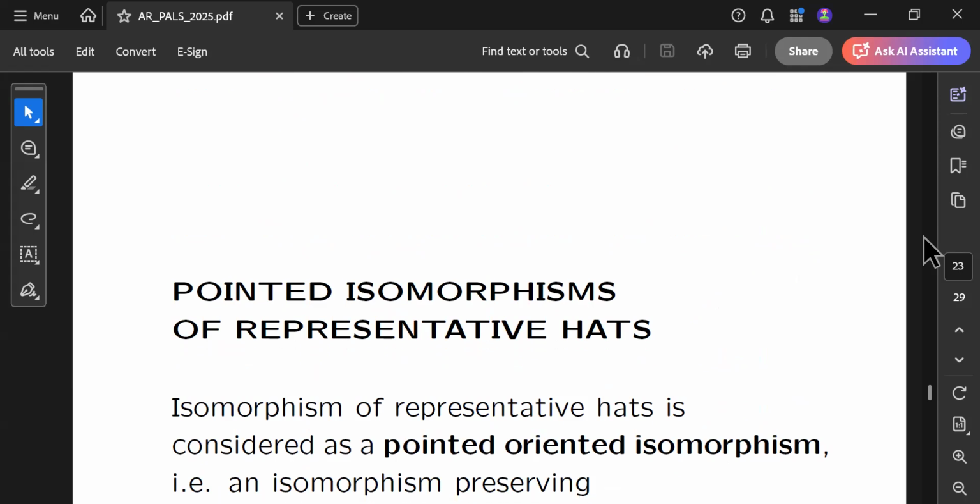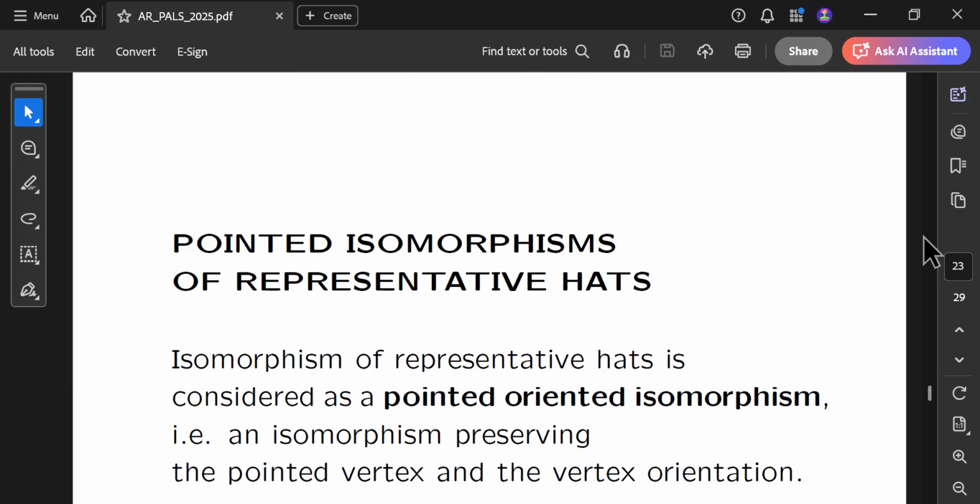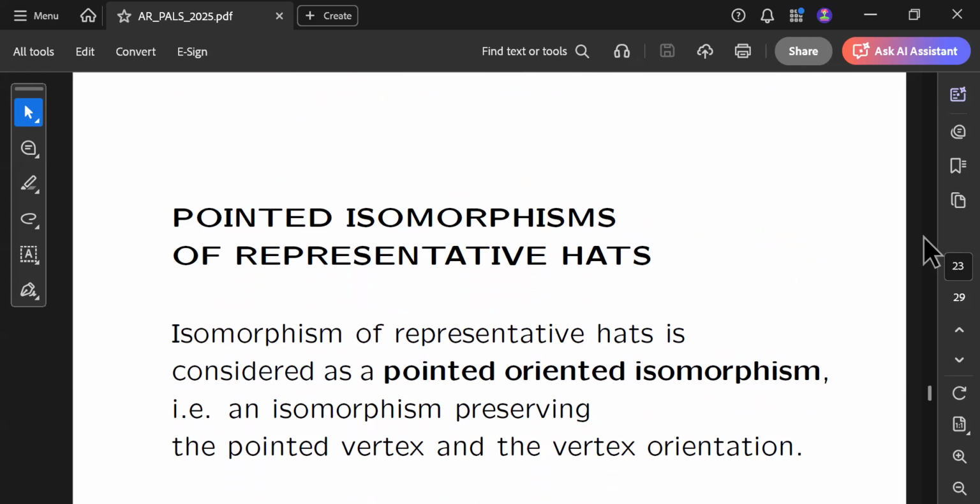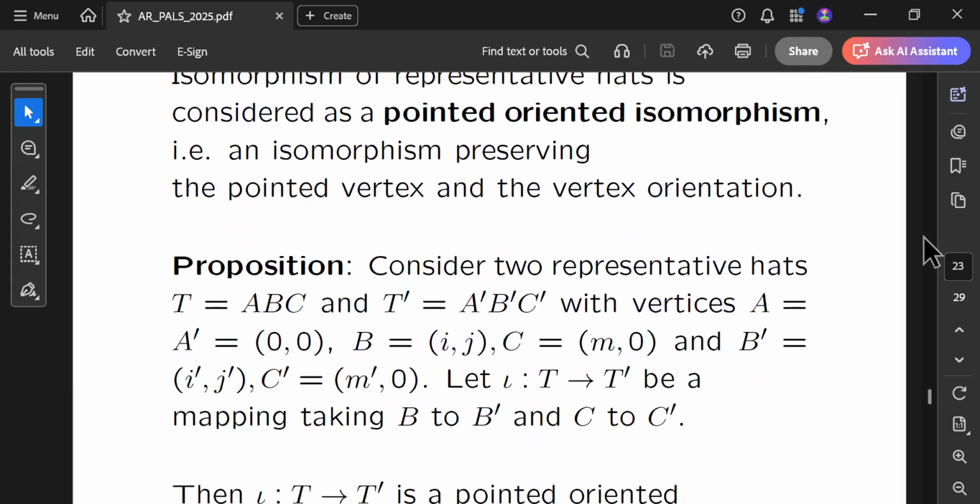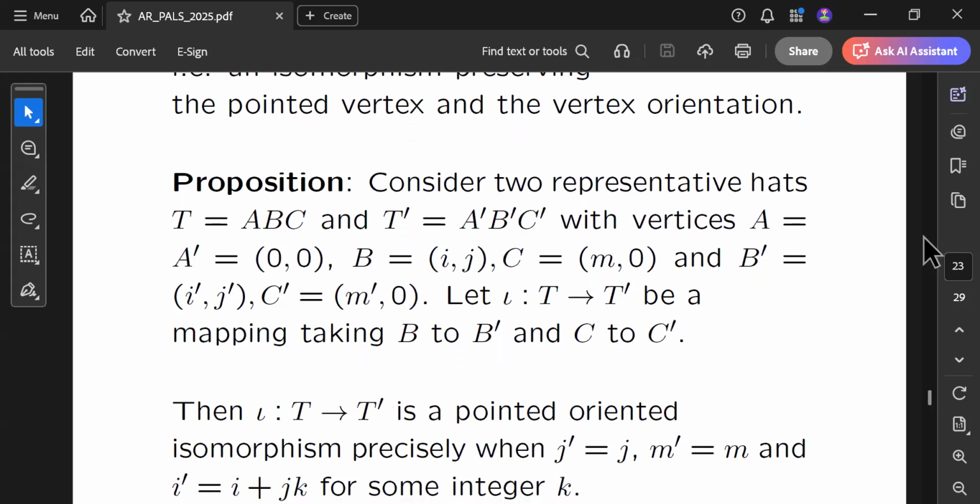Now, isomorphisms of representative hats are considered as pointed-oriented isomorphisms. That means preserving the pointed vertex and the vertex orientation. And we have the following proposition. Consider two representative hats, T with vertices A, B, C, and T prime with vertices A prime, B prime, C prime. And let I be a mapping taking B to B prime and C to C prime.